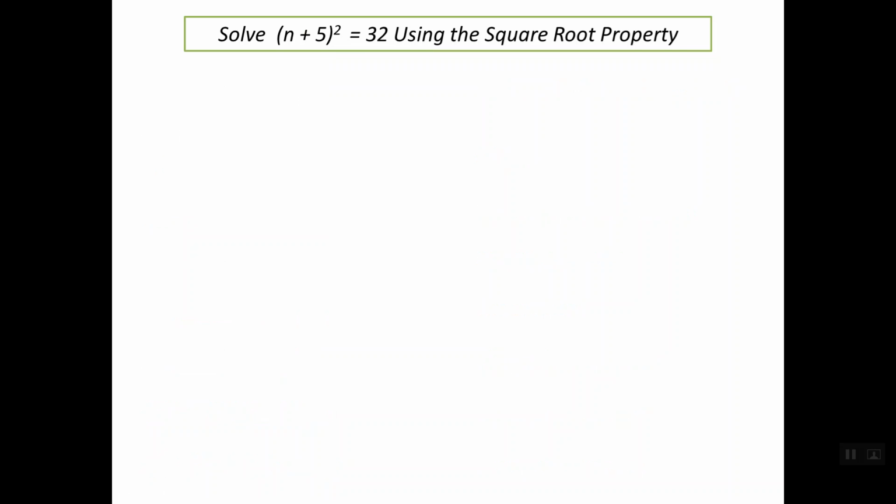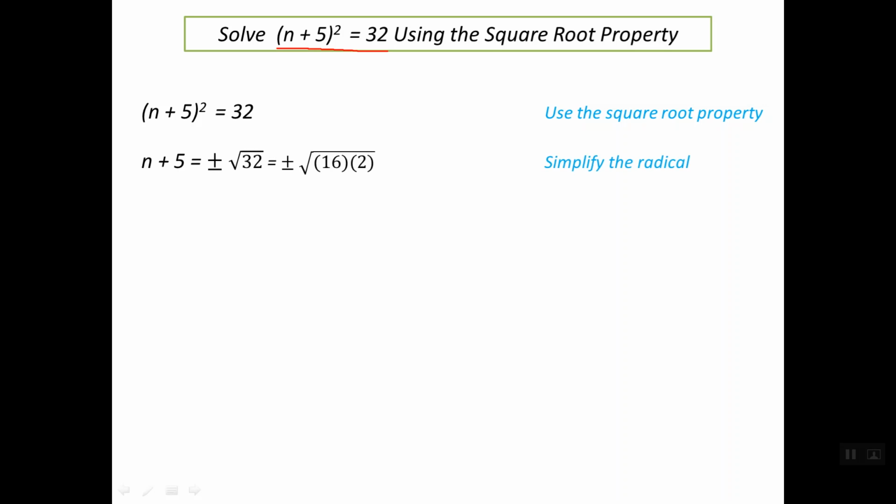Let's solve n plus 5 all squared equal to 32 using the square root property. See that instead of one variable squared on the left side, we have a binomial, which is n plus 5 all squared equal to 32. We deal with this binomial the same as one variable. So if we use the square root property on both sides, n plus 5 is equal to plus or minus the square root of 32.